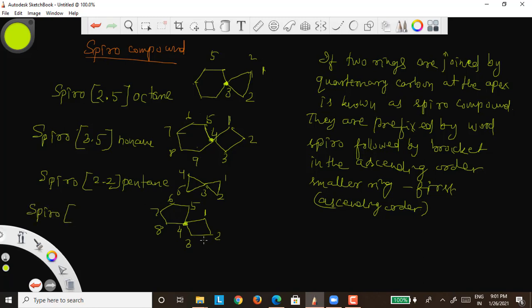So you can give numbering, and this is 3 carbon, and this side 1, 2, 3, 4 carbon, 4 carbon. 3 carbon, so [3.4], because it should be in ascending order. So total carbon how many? 3 plus 4 is 7, and spiro 1, 8, so octane. Okay, so like this you can give the naming of spiro compounds.